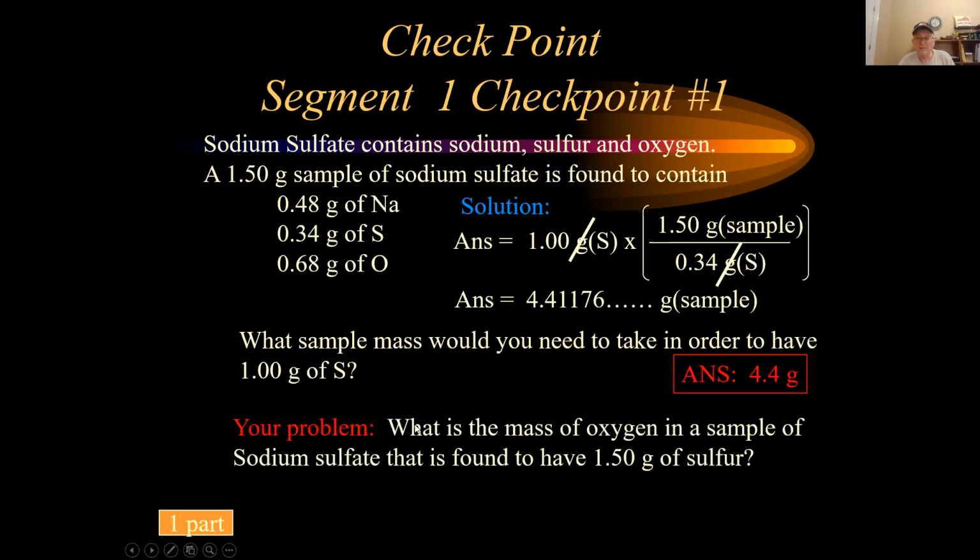Okay, now there are problems like this, or there may be a different one on D2L. That is your checkpoint 1, okay?